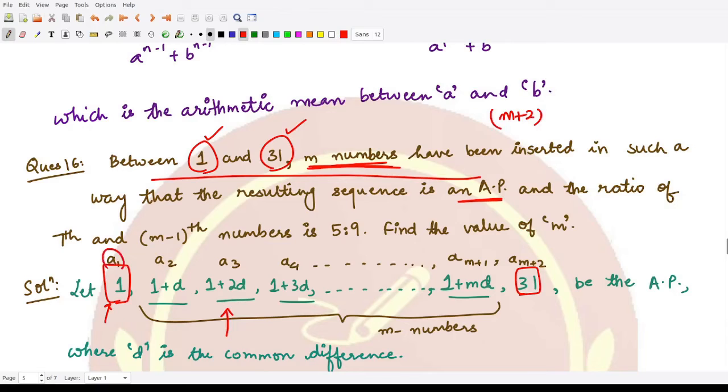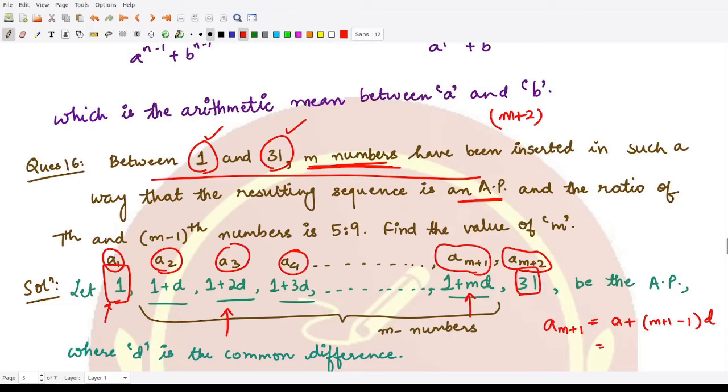So a1, the first term, is equal to 1. Then a2, a3, a4, and this term over here would be a(m+1), and 31 would be your last term, which would be a(m+2). Here d is the common difference. Why are we writing the terms like this? Because what would be a(m+1) according to the formula of the general term? It would be a plus (m+1 minus 1) times d. The value of a here is 1 because the first term is 1, and the plus 1 and minus 1 cancel, so it would be md. So it would be 1 plus md.